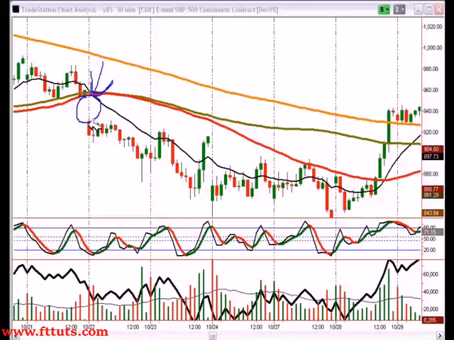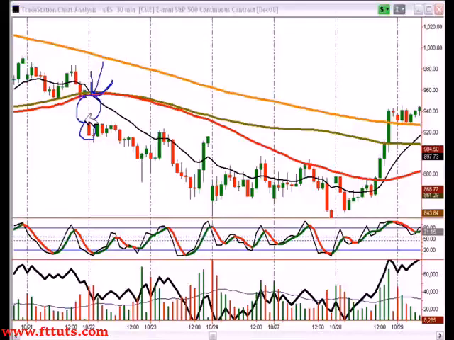Then the question, of course, is where do you get in on them? I'm not going to buy, or in this case short, right here just because we get a gap. I'm going to wait for a retrace. I'm going to wait for a regular signal to get in. The breakaway gaps are the ones that are least likely to fill.